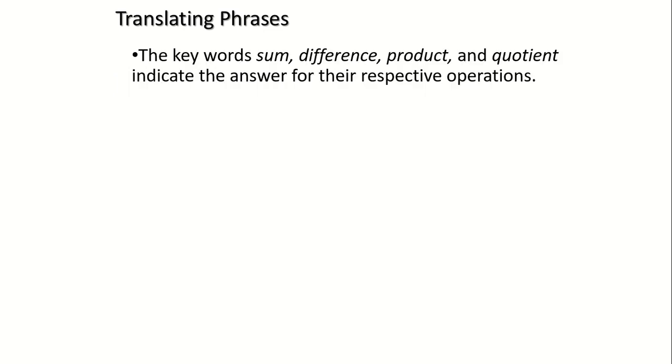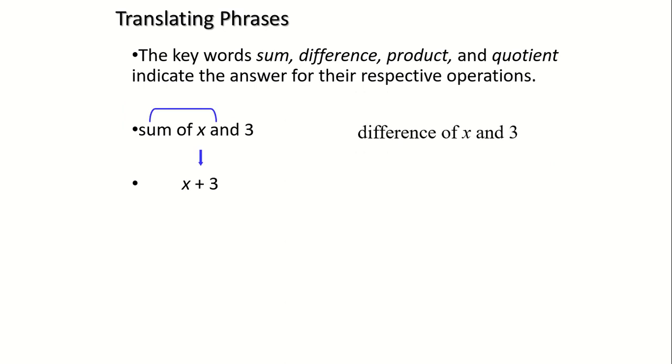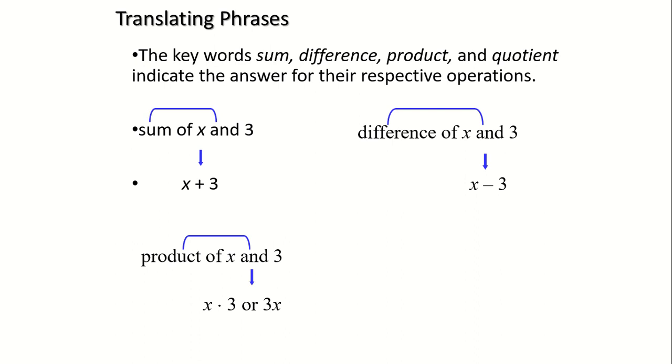Okay. The key words for sum, difference, product, and quotient will indicate the answer of the respective operation. So when we say sum, that is plus, so that is x plus 3. When we say difference, that is x minus 3. When we say product, that is x times 3 or simply 3x. While quotient is division, that is x divided by 3 or x over 3.